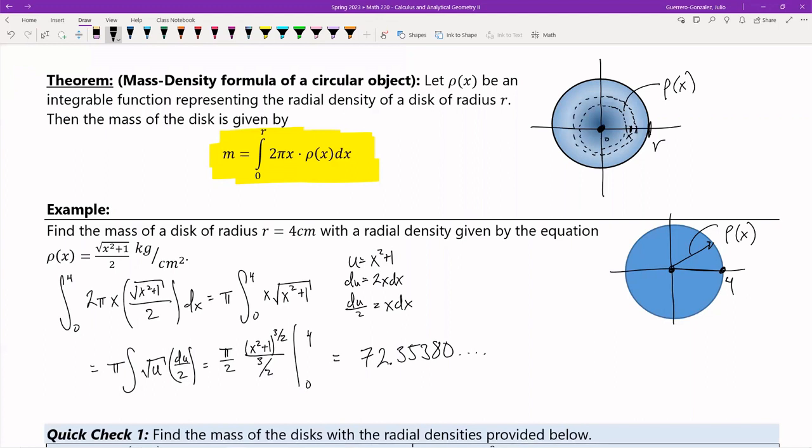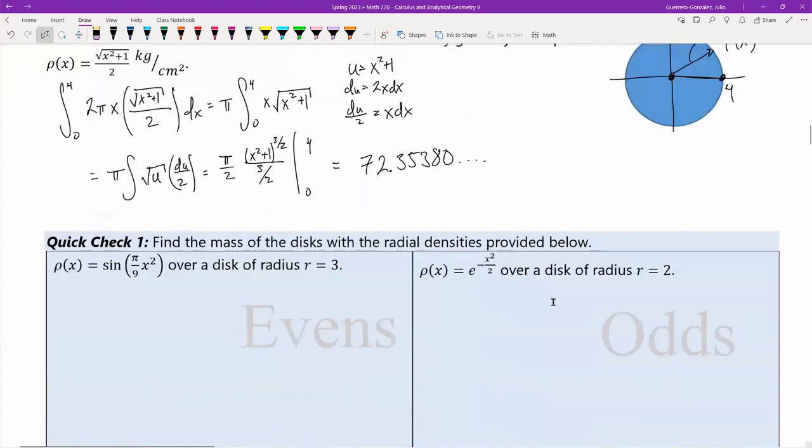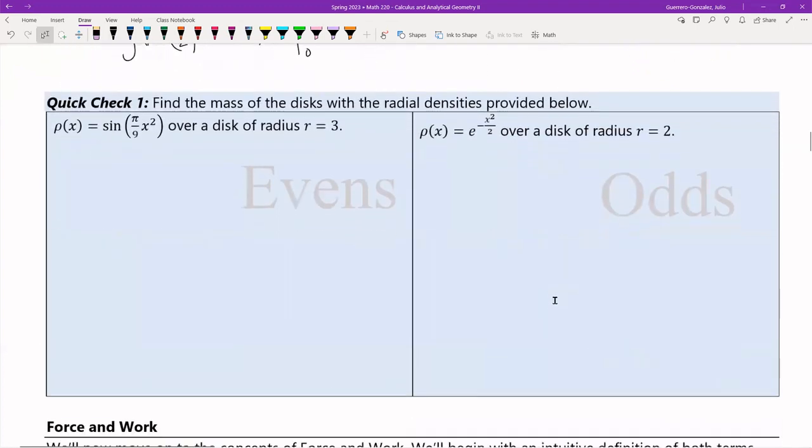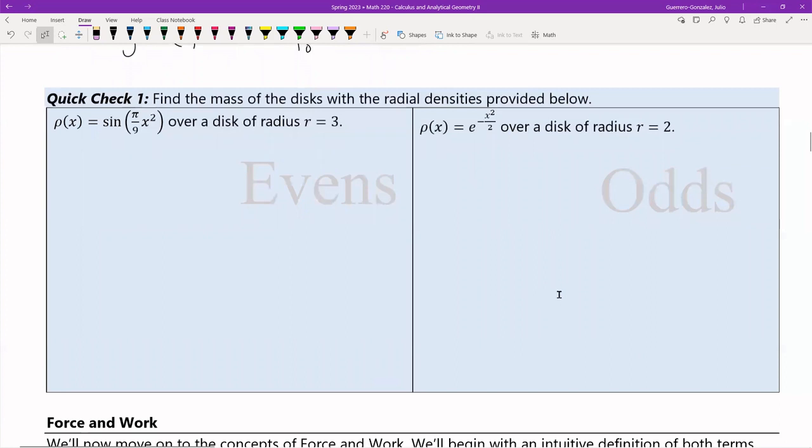If you do this using our definite integral calculator, this is the number that you should get. Okay. Double check to make sure that your work is there when you do these. Next thing that comes up is your quick checks. So go ahead and do the one that's assigned for you.